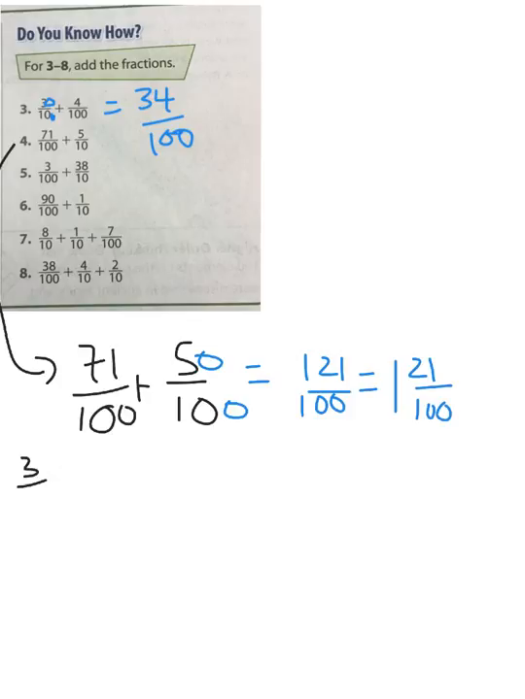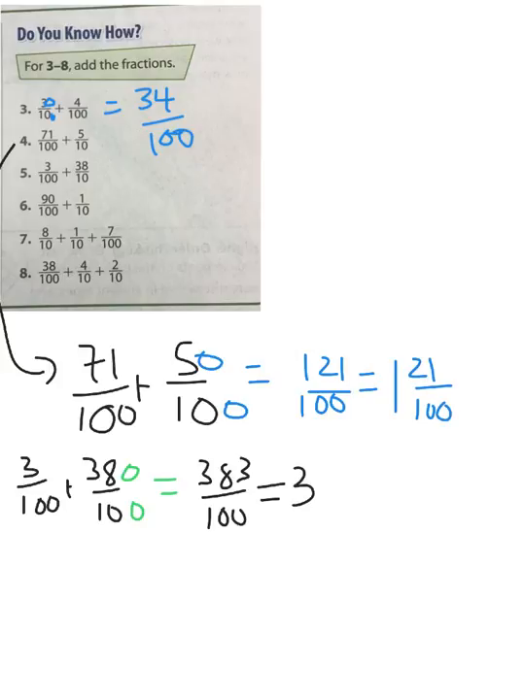All right, number 5. I have 3 over 100 plus 38 tenths. Same thing, I'm just going to add a 0 to my tenths and to the numerator, and I'm going to end up with 383 over 100. My denominator doesn't change, so I'm going to end up with 3 is my whole number and 83 hundredths.